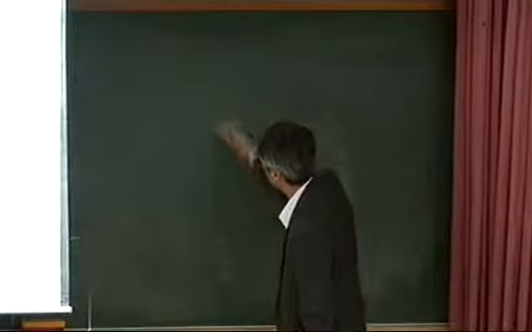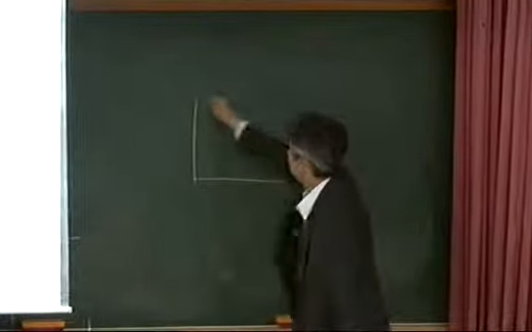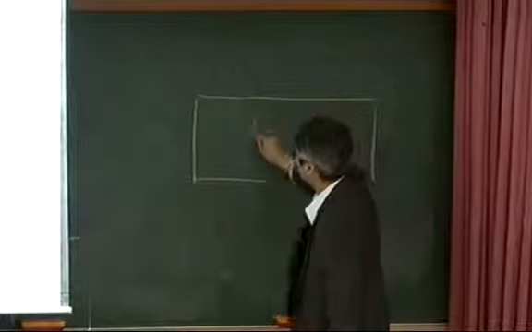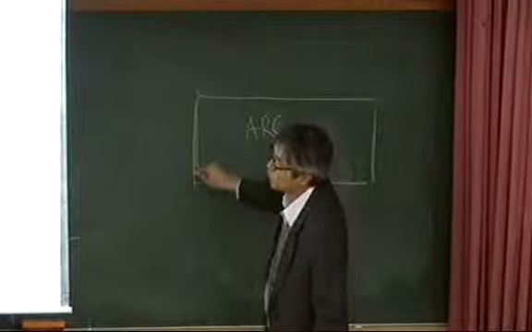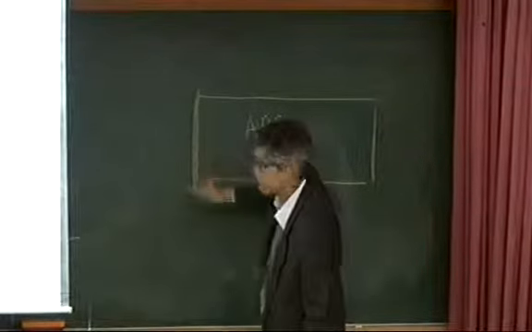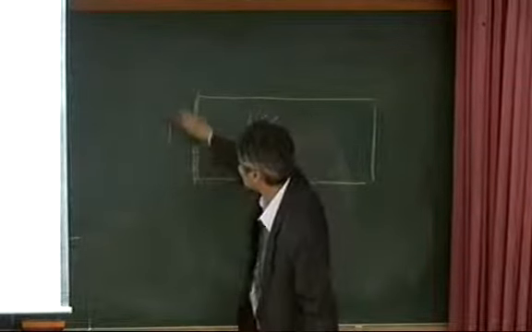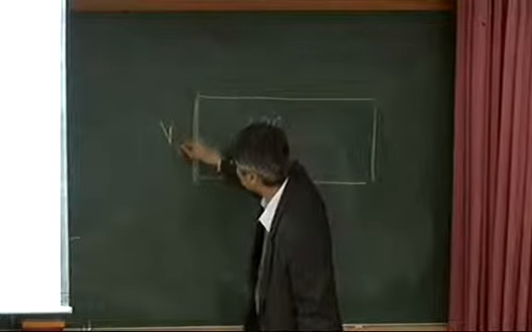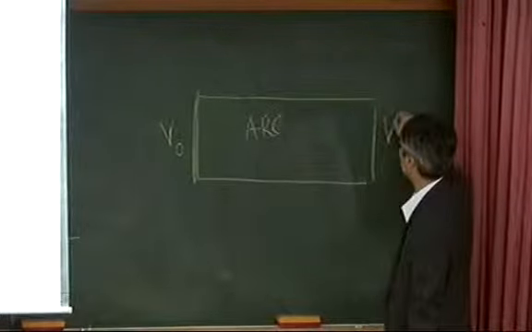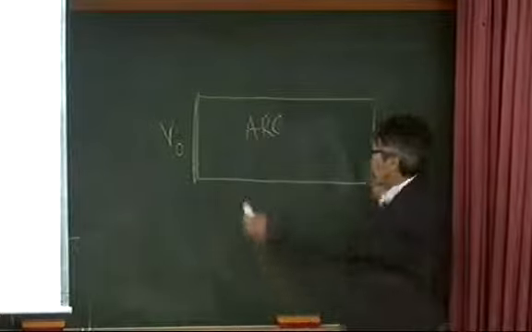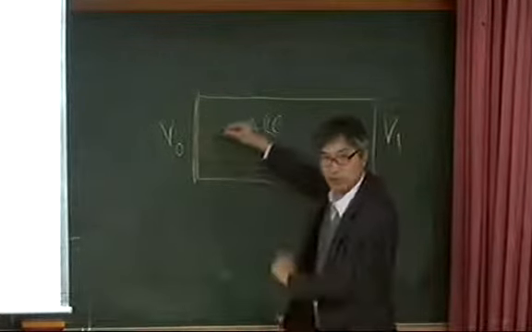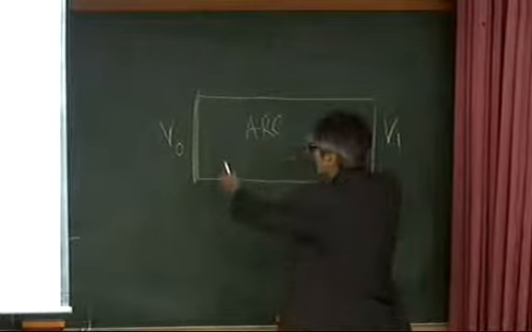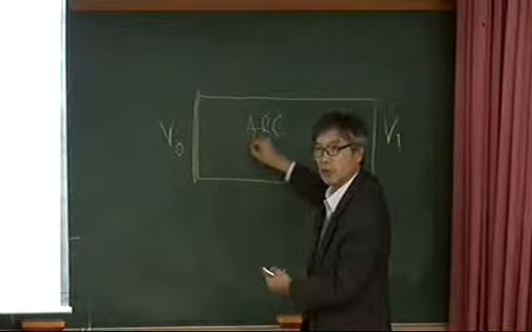So what our idea is: if this is the arc region, we assume the left-hand side has a constant voltage, for instance V0, and the right-hand side is equal to V1. So there is a potential difference. Then we need to know what kind of energy source is coming in this region.